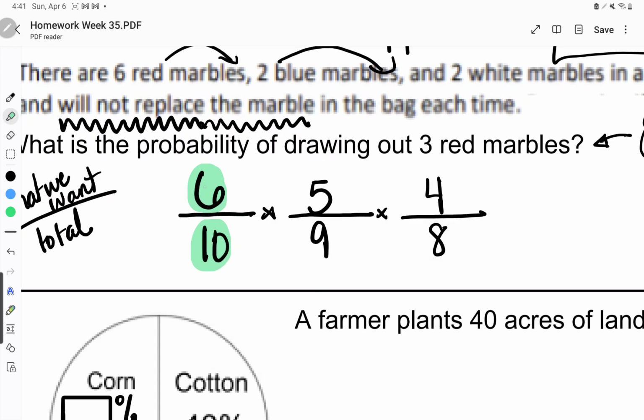We simplify before we multiply, so I'm going to do 6 and 10 first. And what are both 6 and 10 divisible by? They're both divisible by 2. Then 6 divided by 2 gives me 3, and 10 divided by 2 gives me 5. Next, I'll check 5 and 9, and there's nothing that can be simplified with 5 and 9. So I'll check 4 and 8. 4 and 8 are both divisible by what? They are both divisible by 2, but more importantly, they're both divisible by 4. And 4 divided by 4 gives me 1. And then 8 divided by 4 gives me 2.